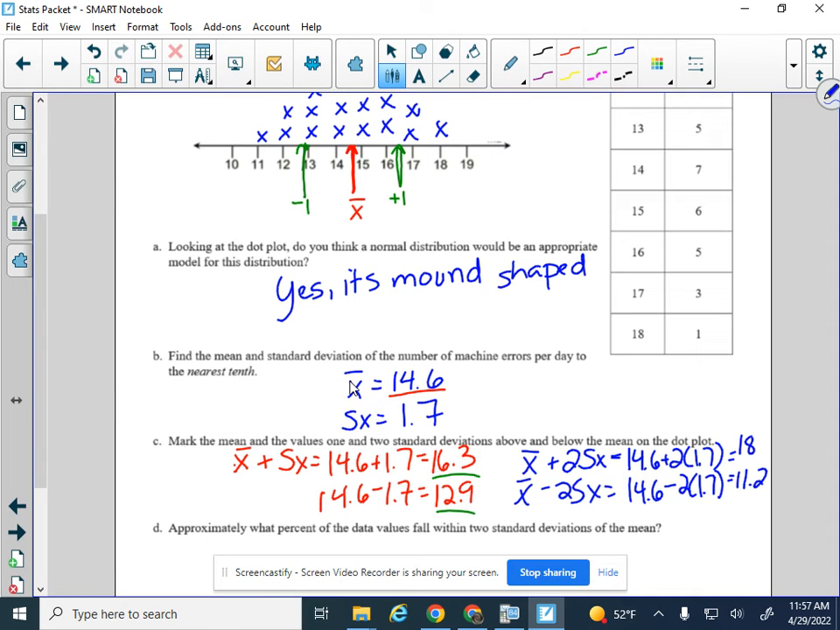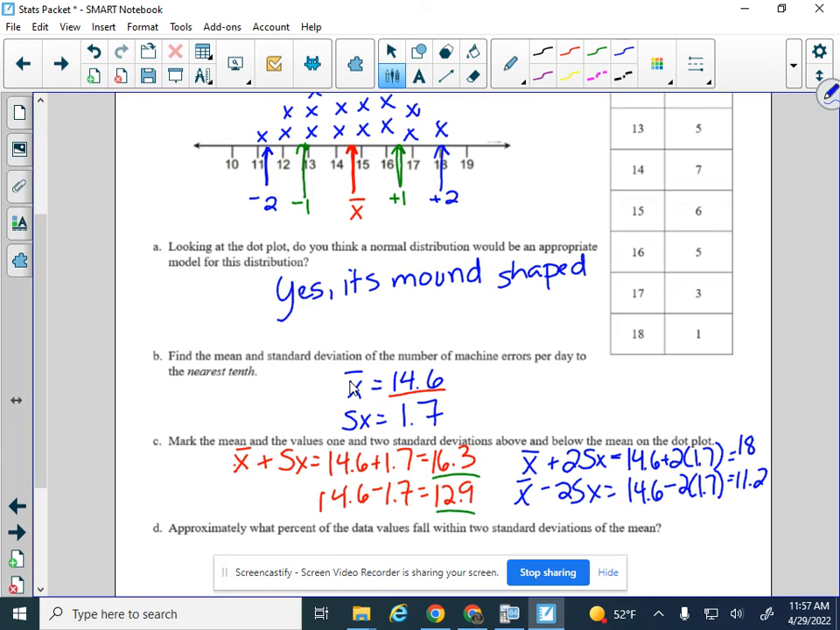All of this is pretty basic math, so you can type it in, but I'm assuming that part should be good. So that's plus 2 standard deviations. And then the 11.2 is minus 2 standard deviations. Okay, so those are labeled.